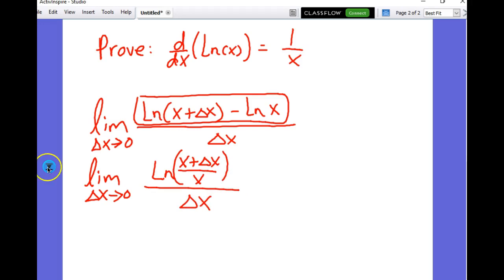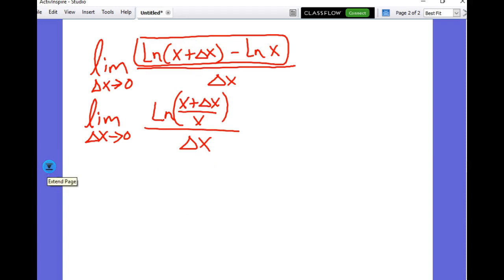Next thing I'm going to do is just some simple algebra here. First of all, instead of having a delta x on the bottom, dividing by delta x is the same thing as multiplying by 1 over delta x. So I'm going to rewrite it like that. I took this delta x and moved it out to the side, right? So now I have just 1 over delta x times ln.